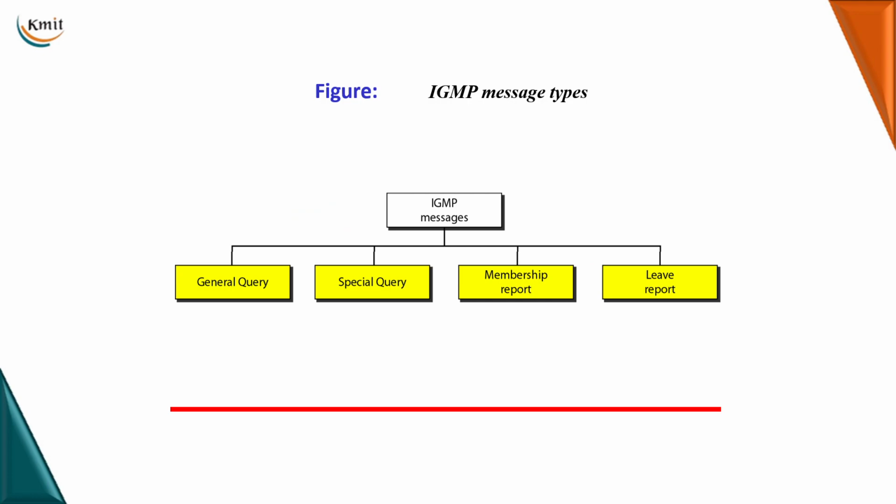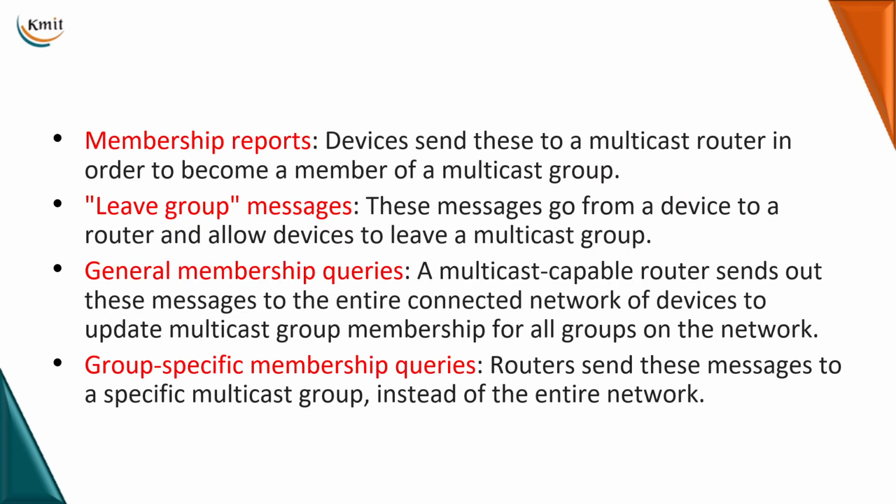Now let us see the IGMP messages. There are four: general query message, special query message, membership report and leave report. These are very simple messages. When you are doing IGMP, you are doing multicasting, and when you are doing multicasting, you have a group of devices on the network. If you want to join a group, you use a membership report message. If you want to leave a group, you use a leave report message. The membership report message specifies that a device wants to be a member of that particular multicast group. The leave group message tells that a device wants to leave the multicast group.